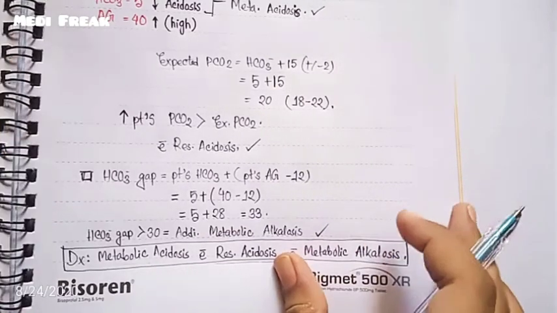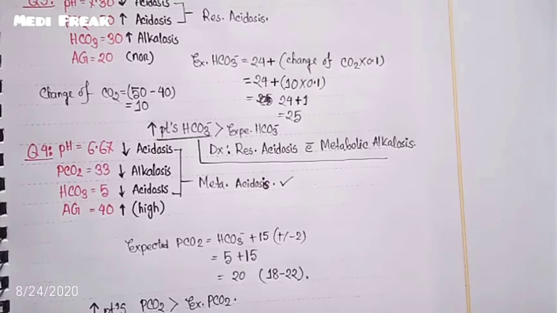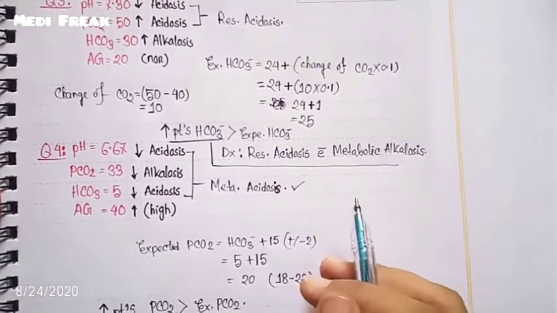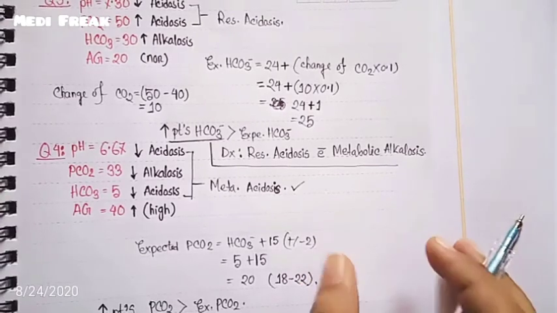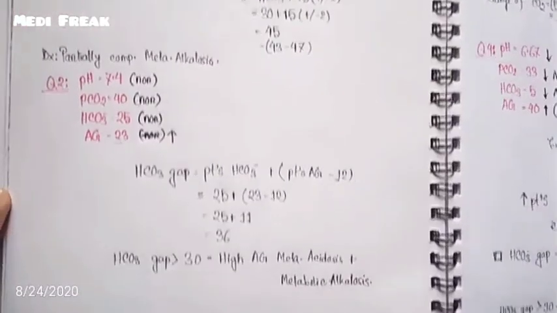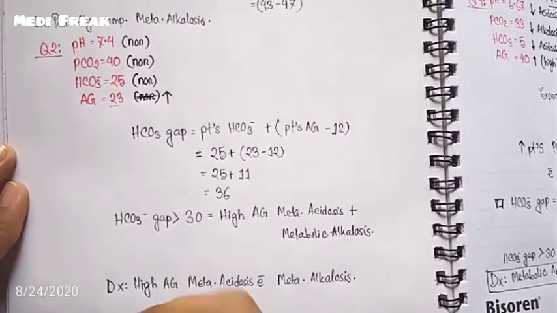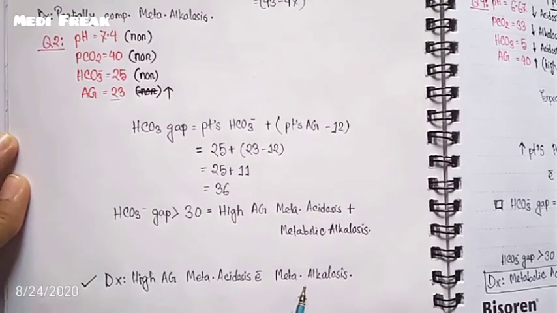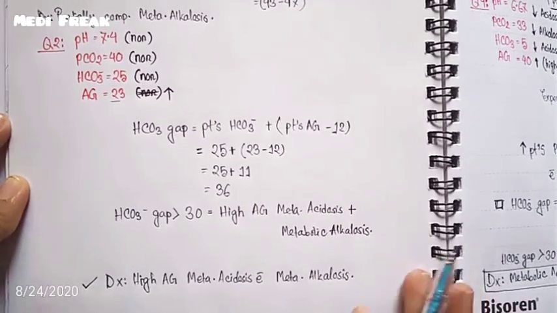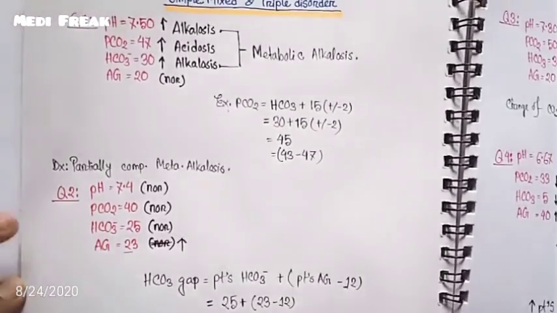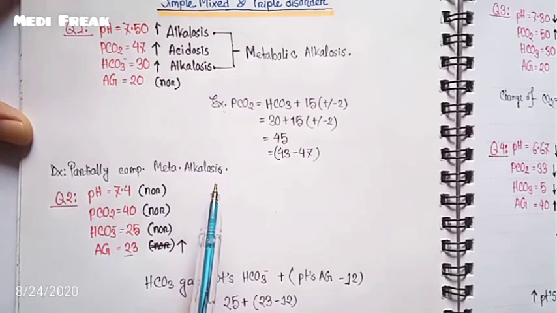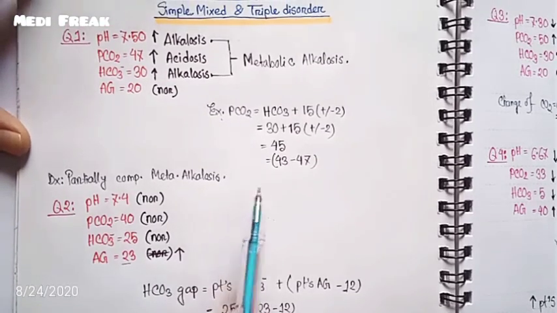And in this case the dx was respiratory acidosis with metabolic alkalosis. 2 problems are present in this case, so it is a mixed acid base disorder. Okay, and in question 2 our dx was metabolic acidosis with metabolic alkalosis, so it is a mixed acid base disorder. And in question 1 the dx was partially compensated metabolic alkalosis, so it is a simple acid base disorder.